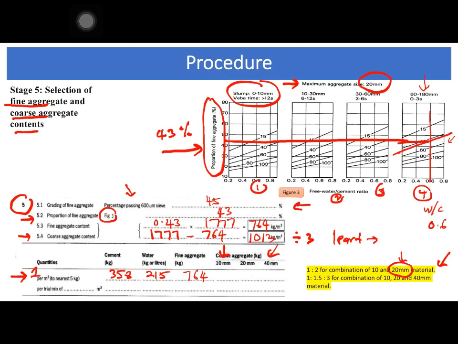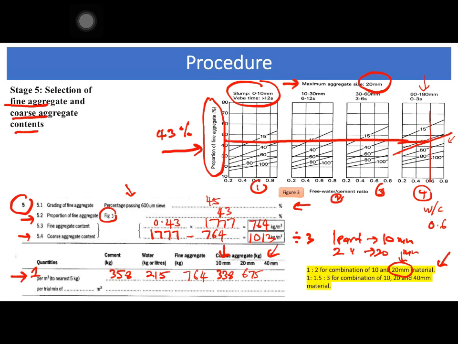1013 divided by 3. So one part is what? One part is for 10 mm. So you can have around 338. So 338 for 10 mm. So another 2 parts are for 20 mm. So it's around 675 maybe. 675. So this is how you can distribute among the sizes of the aggregate.